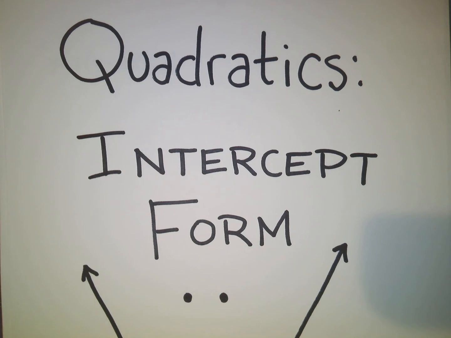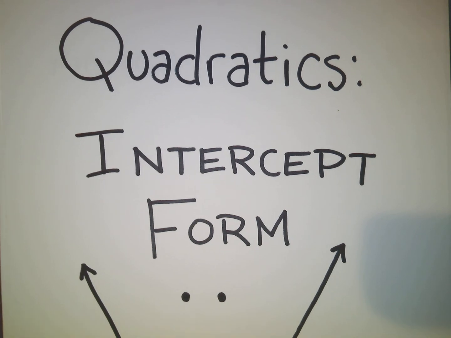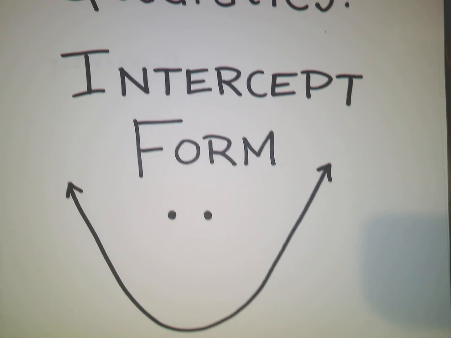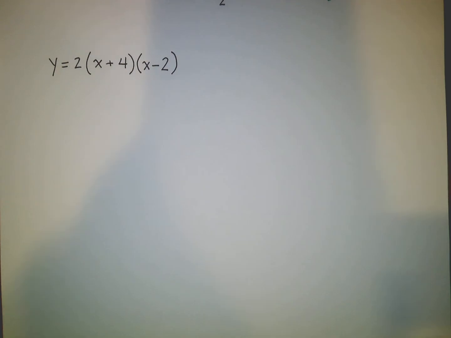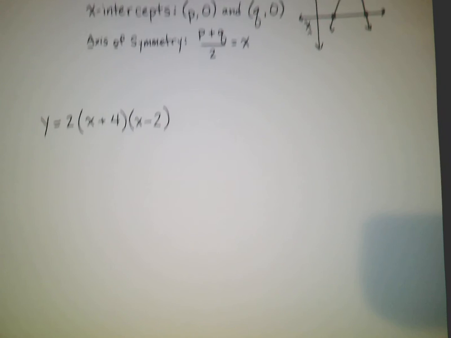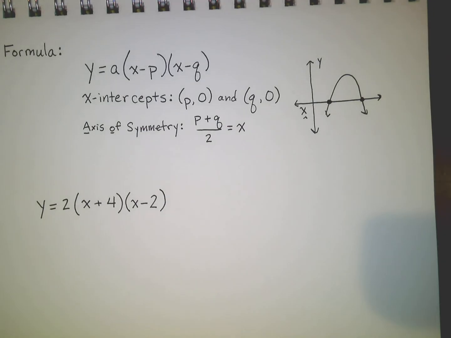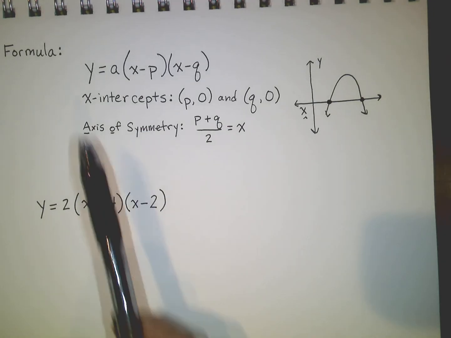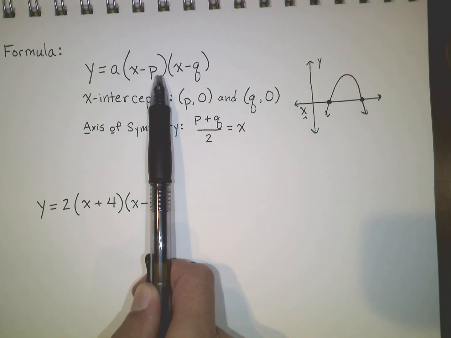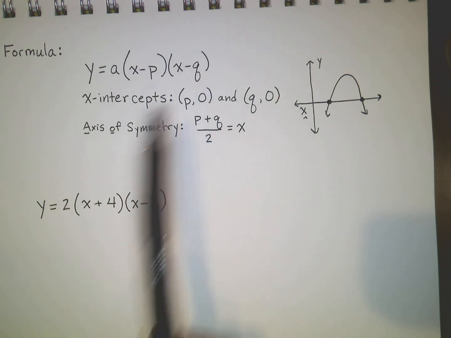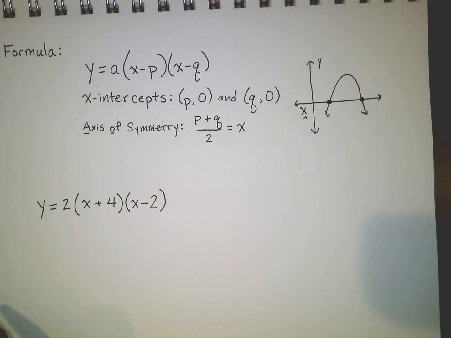Okay, so I'm going to be talking about quadratics in intercept form. And here we have a happy parabola, positive. Okay, so starting with our formula, right? So we have y equals a times x minus p times x minus q. That's going to be your intercept formula.